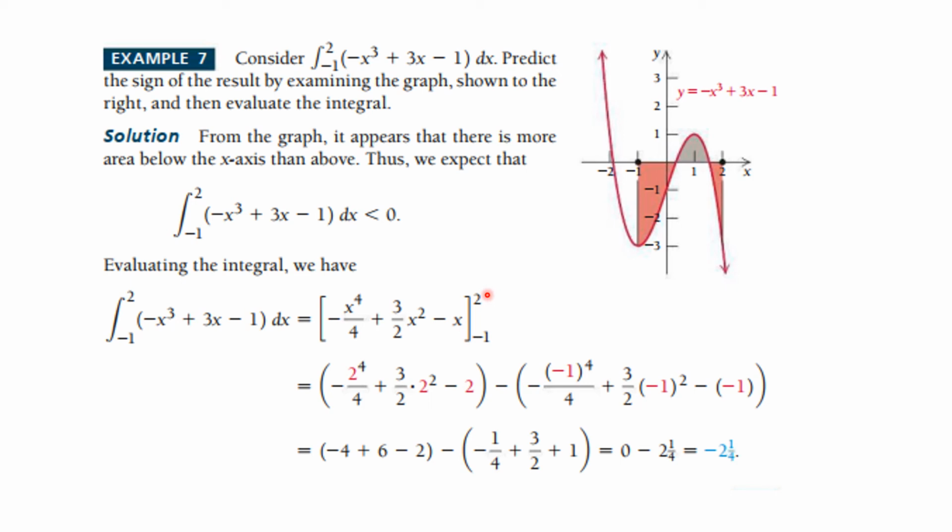We evaluate this first at 2, and then we subtract it, evaluate it at minus 1. So we substitute 2 in here, minus, and this is the whole of this bottom one substituted into that antiderivative. A lot of calculation. I expect you to be able to do this calculation to get the problems right. And here it is negative 2 1/4. And I guess I guessed right because I was saying these areas look bigger than that one.